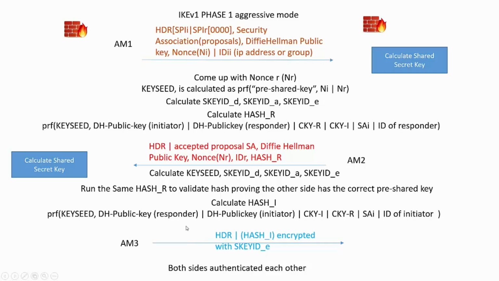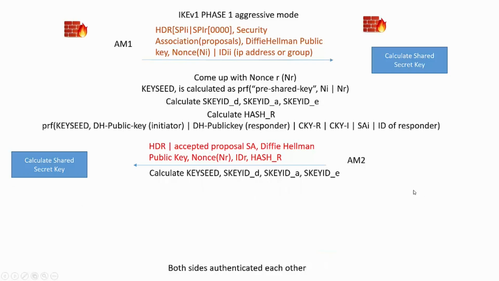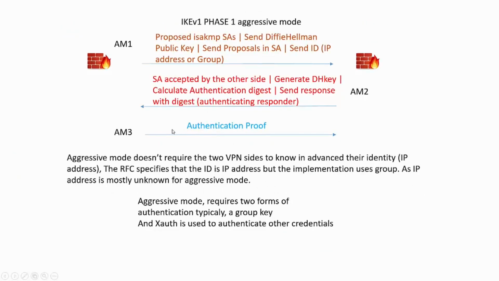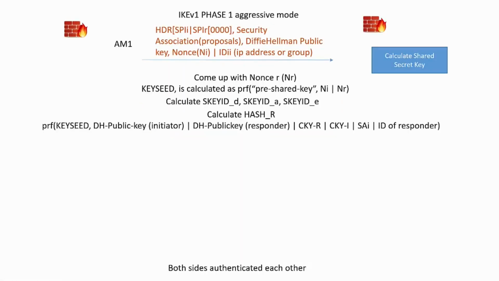The other side will decrypt the message with the SKEYID_e that was pre-calculated after receiving the first message. And then it's going to validate the hash, and then both sides have authenticated each other. So if you look here, this is the authentication. The last message is the authentication proof where the initiator is proving its own identity to the responder. The pre-shared key is used, and here it's looked up based on the name of the group that was sent by the initiator.